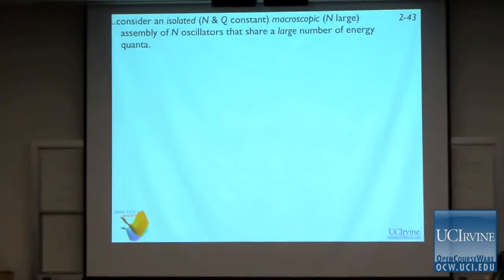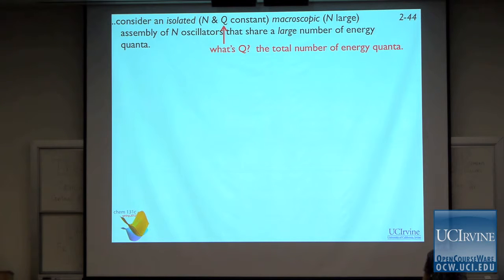Okay, so we're going to do this derivation. You ready? Consider an isolated system, in other words, the number of molecules is constant. Q is the total number of energy quanta in the system. So when I say isolated, I mean we're not going to change the number of particles. We're not going to change the amount of energy. We're going to leave that constant. Macroscopic, large number of molecules.